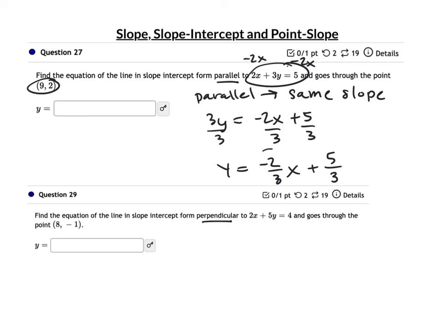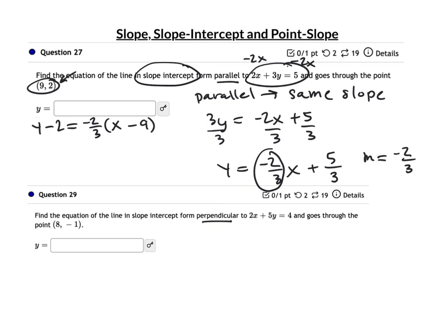So what I really needed was this. If it's going to be parallel to this line, it's going to have the same slope, and the slope is negative 2/3. The question asks for it in slope-intercept form. To build my equation, I'm going to use point slope. So this will be y minus the y, which is right there, 2, equals the parallel slope, negative 2/3, times x minus 9. Now I just need to get y by itself.